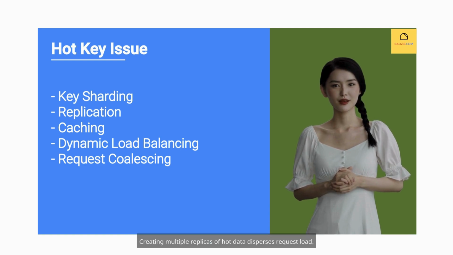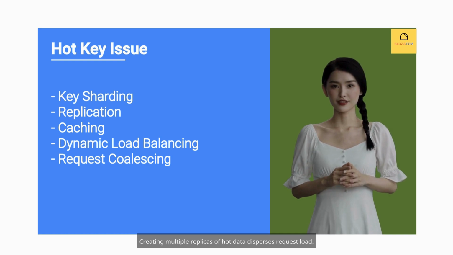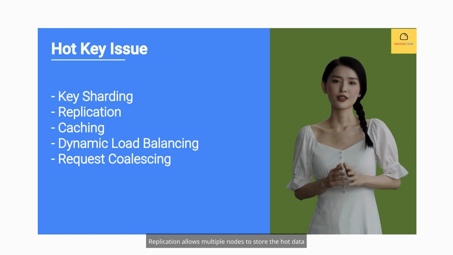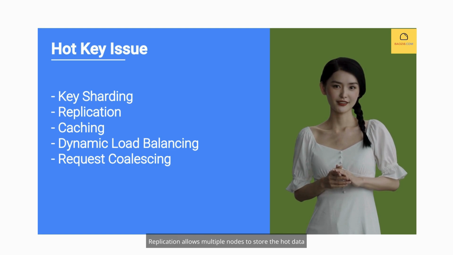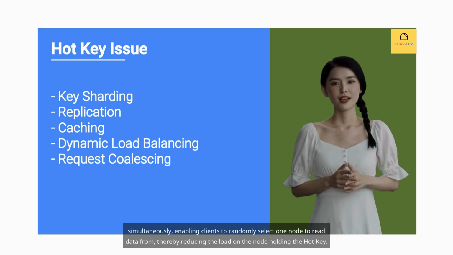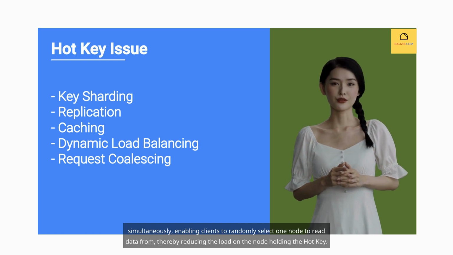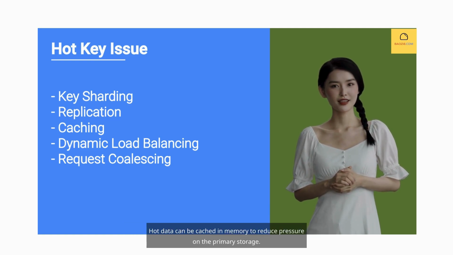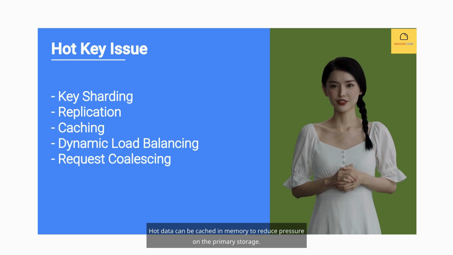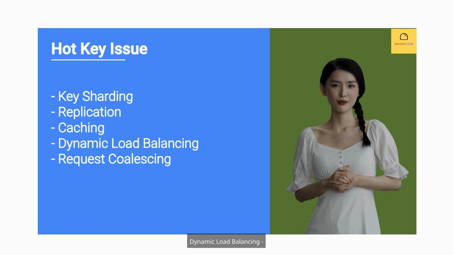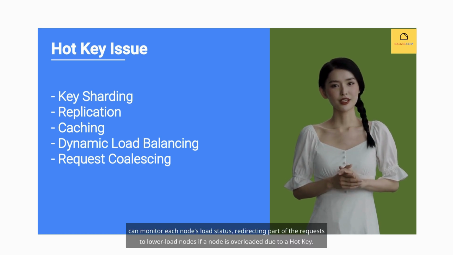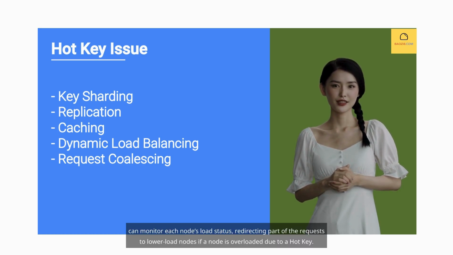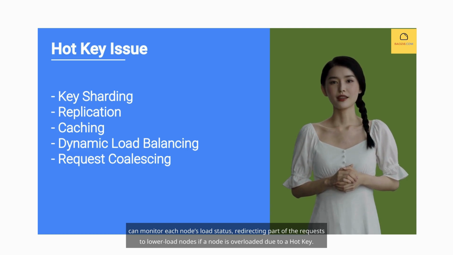Replication. Creating multiple replicas of hot data disperses request load. Replication allows multiple nodes to store the hot data simultaneously, enabling clients to randomly select one node to read data from, thereby reducing the load on the node holding the hot key. Caching. Hot data can be cached in memory to reduce pressure on the primary storage. Dynamic load balancing. Can monitor each node's load status, redirecting part of the requests to lower load nodes if a node is overloaded due to a hot key.